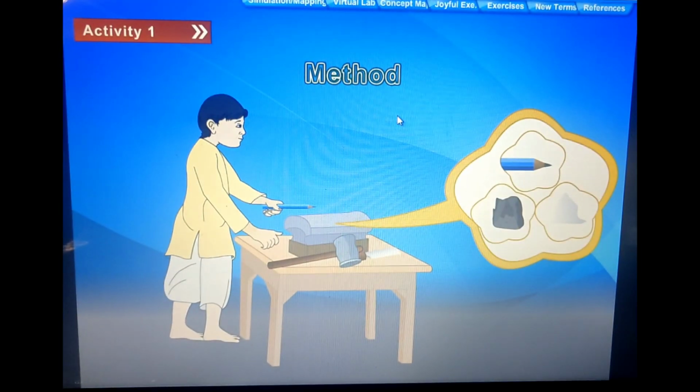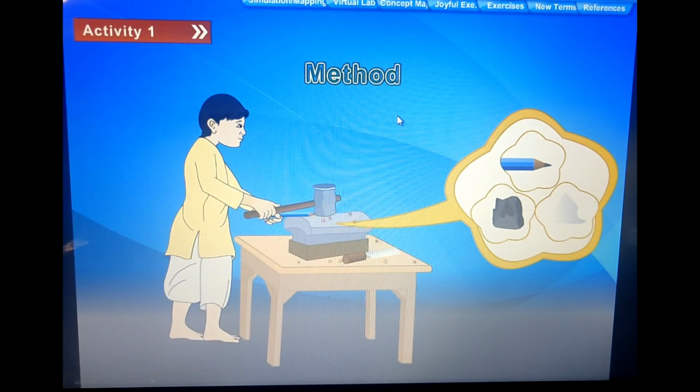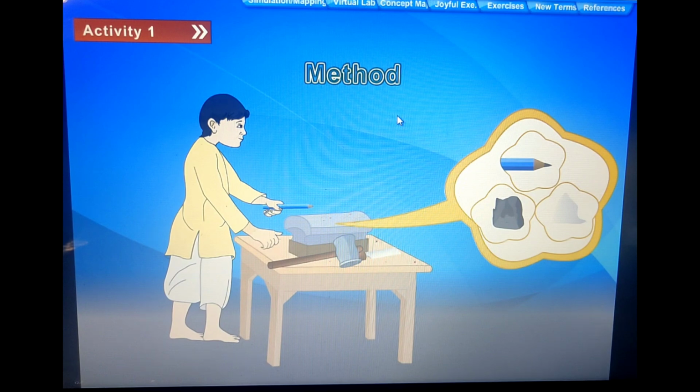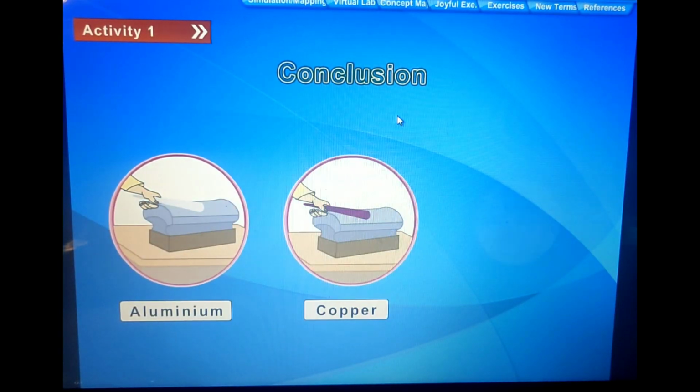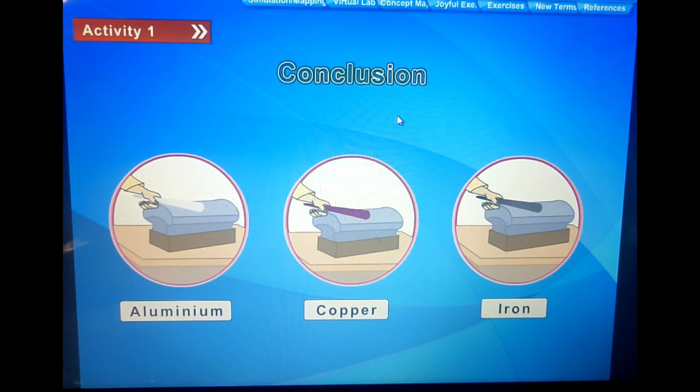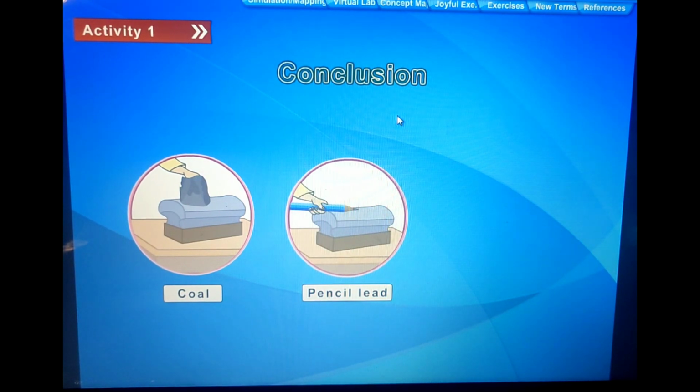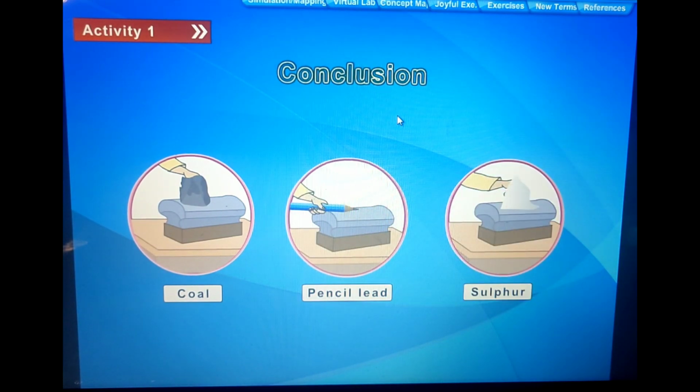However, the coal piece, pencil lead and sulfur piece broke into smaller pieces and then formed powder when beaten with a hammer. Conclusion: metals like aluminium, copper and iron can be turned into sheets without breaking when beaten with a hammer. Metals are said to be malleable, whereas non-metals like coal, pencil lead, both are forms of carbon, and sulfur are turned into powder when beaten with a hammer. Non-metals are said to be brittle.